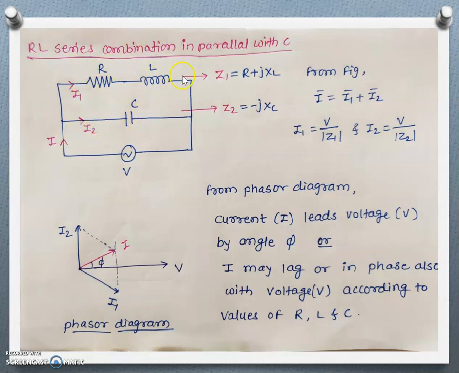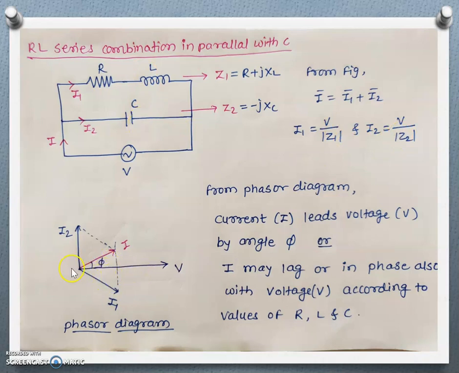This R and L combination having impedance Z1 is equal to R plus jXL, and this capacitor having the impedance Z2 is equal to minus jXC, because R is absent here, so R is 0. Now from figure we can write I is equal to phasor sum of I1 plus I2, and I1 is equal to V upon Z1 and I2 is equal to V upon Z2, that is corresponding impedances of both the branches.